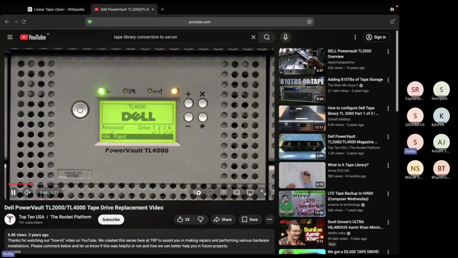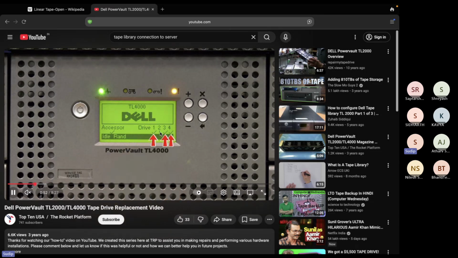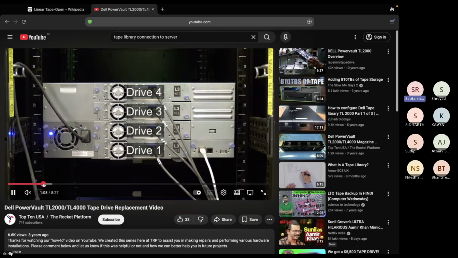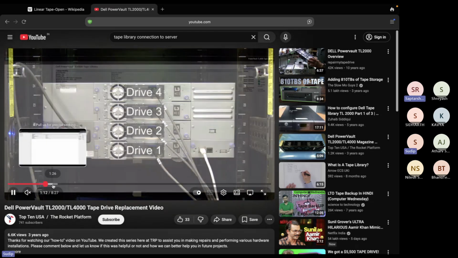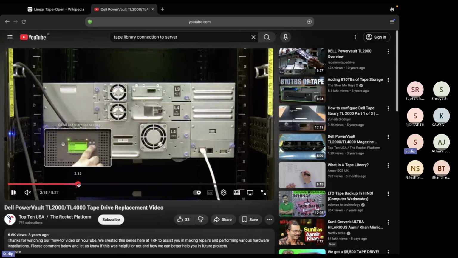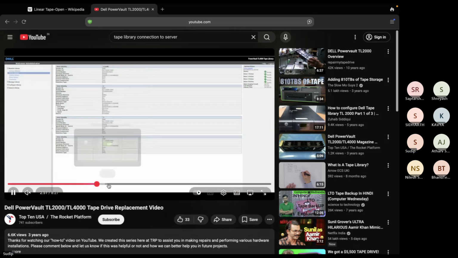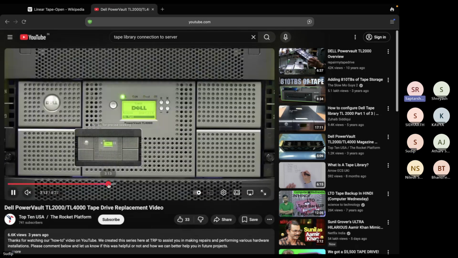This is how the front of a tape library looks. You can do some basic operations from here, and you can see drive 2 is not well. Because they removed that, you just have three drives right now. All these are field replaceable units. They are called FRUs.